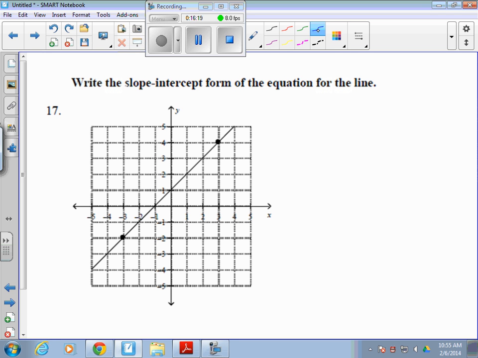Write the slope-intercept form of the equation. In order to write the slope-intercept form, you need to find a slope and an intercept. Your intercept of this one is where it crosses through the y-axis. That's your b value, so b is 1. The other part you need to find, like we said, is the slope.